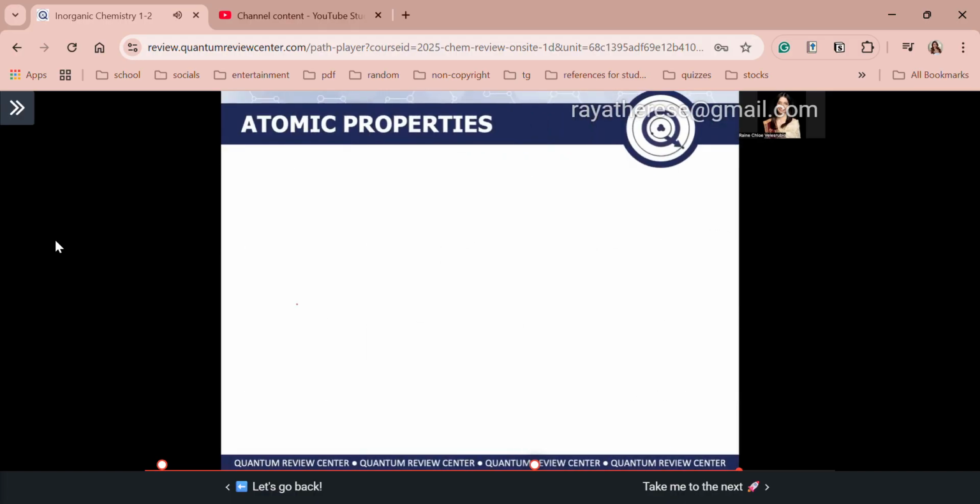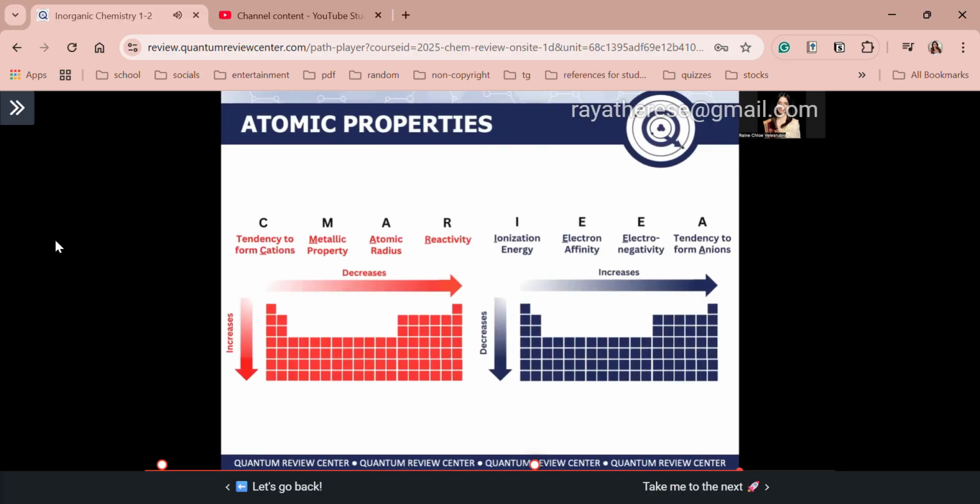Yan. Tapos na tayo sa ating atomic properties, guys. Congrats, diba? Kayang-kaya, madali lang. Basta tandaan nyo lang ang mnemonic nito for our periodic trends. So, si Maria. Sino kaya si Maria na yan? Si CMAR, sa red muna tayo, stands for C, tendency to form cations, M, metallic property, A, atomic radius, and then R, reactivity. Where across a period, their trend decreases, while down a group, their trend increases. Si IEEA naman stands for I, ionization energy, E, electron affinity, E, electronegativity, and A, tendency to form anions. Where across a period, their trend increases, and down a group, the trend decreases. Tandaan niyo yan, guys. Si CMAR, iba ang trend sa trend ni IEEA.